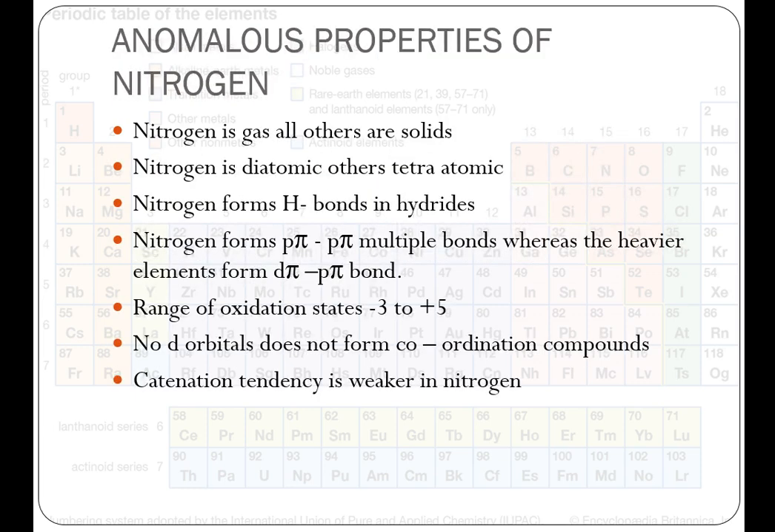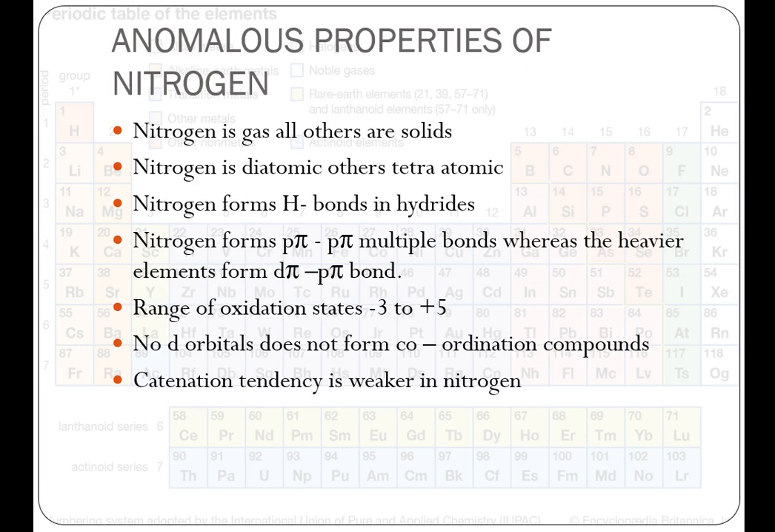Now some anomalous properties of nitrogen. Students, as you know, the first element of all groups behaves differently from the rest of the members due to its small size, high electronegativity, high ionization enthalpy and non-availability of d orbitals. Similar is the case with nitrogen. Some of its anomalous properties are: number 1, it is a gas while all others are solids. Number 2, nitrogen is diatomic whereas others are tetratomic.